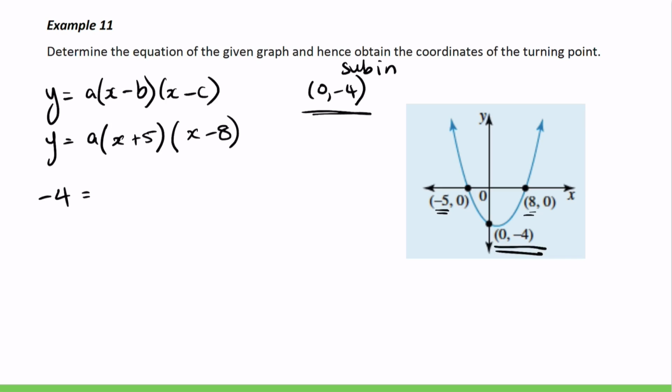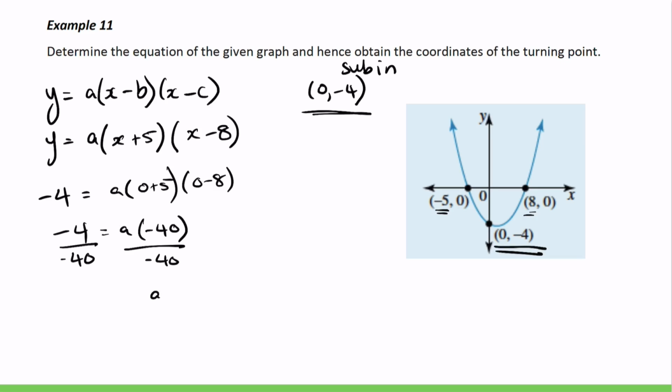I'm now going to substitute in these values in order to find a. So when y is -4, x is 0. So that'll be 0 plus 5, 0 minus 8. That will be 5 times -8, which is -40. And then I'm going to go ahead and divide both sides by -40, which tells me that a is 1 on 10. So my equation will be 1 on 10, (x + 5)(x - 8). Once again, if they give you a specific form, you need to make sure that you're able to expand that equation and then put it into the correct form that it wants you to.